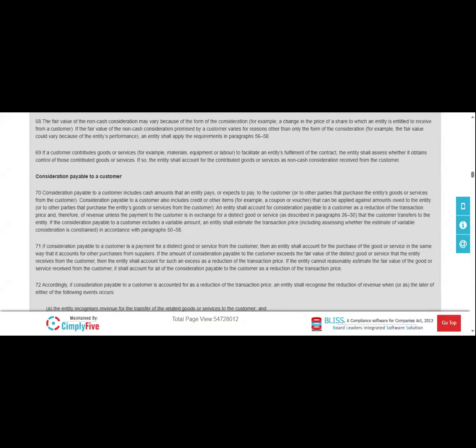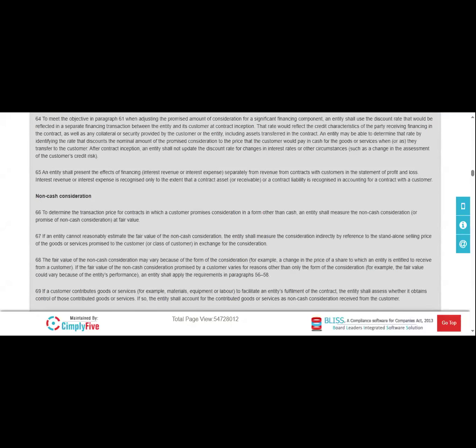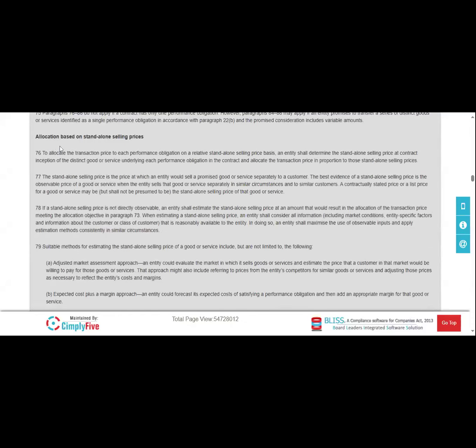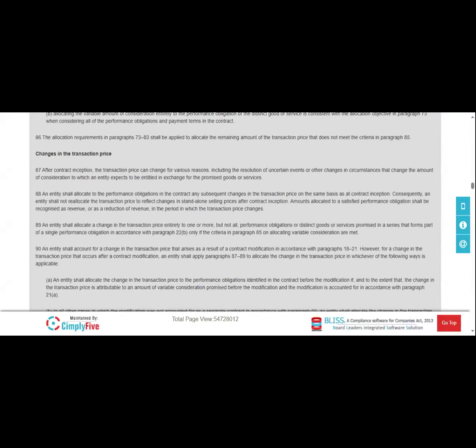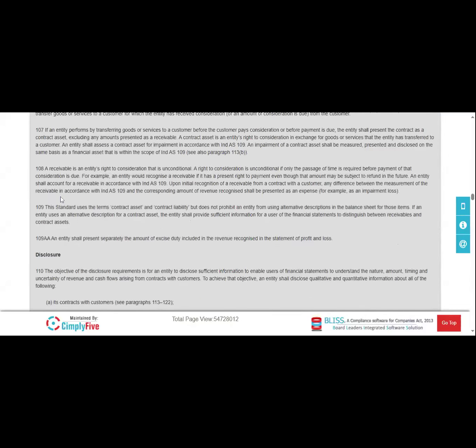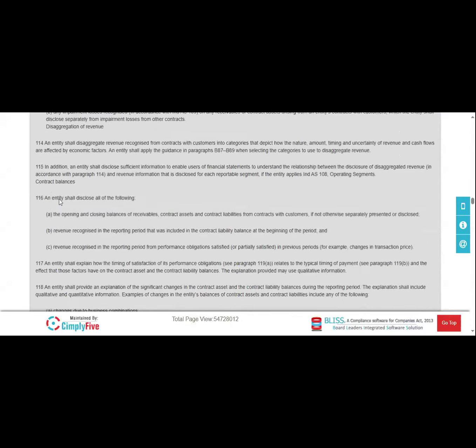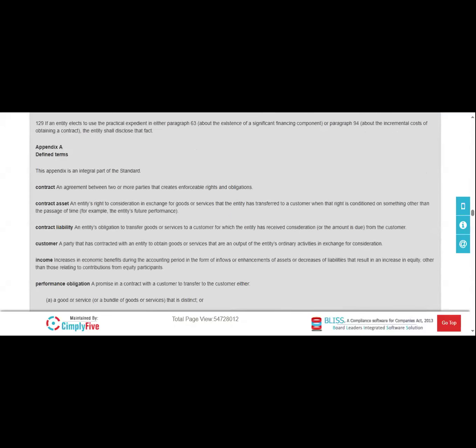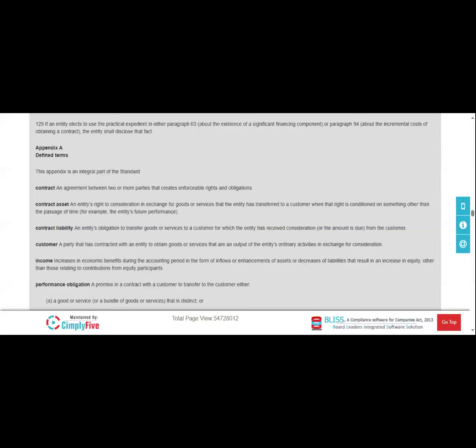These are the guidelines on non-cash considerations. If you read, there is allocation based upon the standalone selling price and allocation of discount. All these things are clearly mentioned here in AS 115. I'll share the link with you in the chat box, so whenever you have time, please read that document thoroughly, and then you will understand.